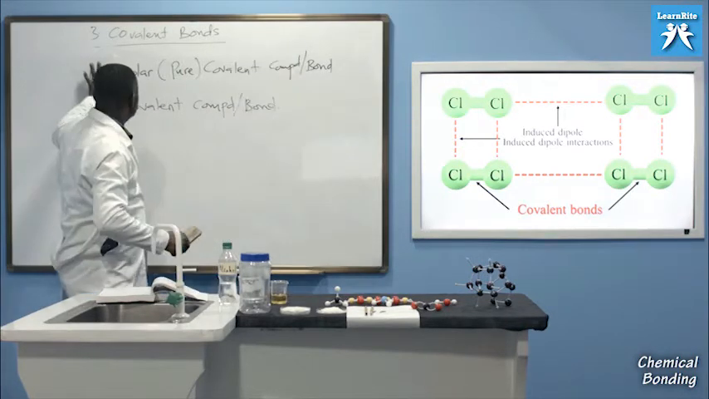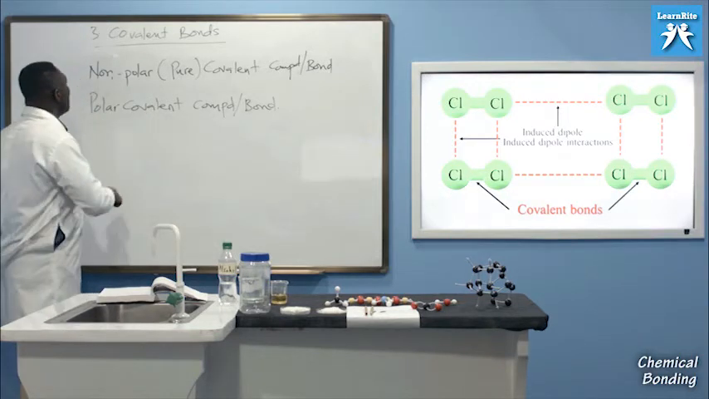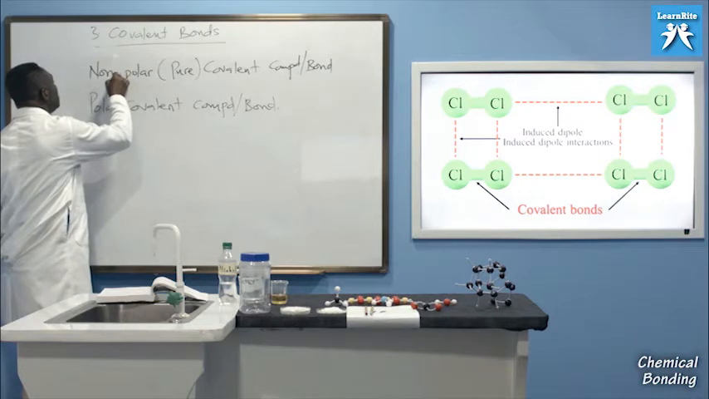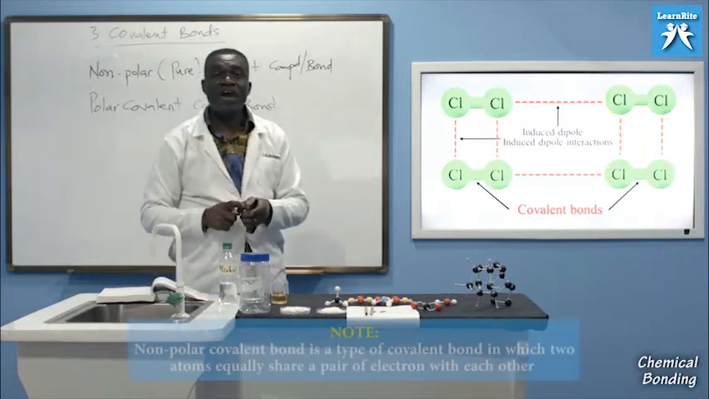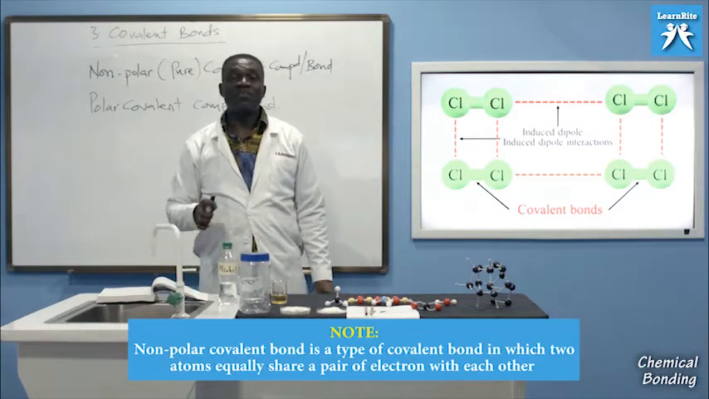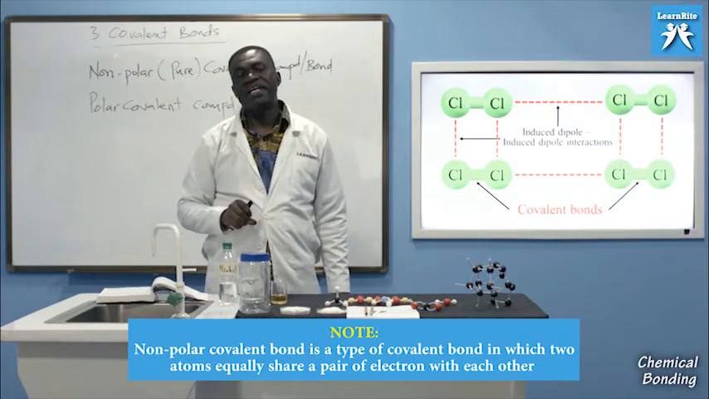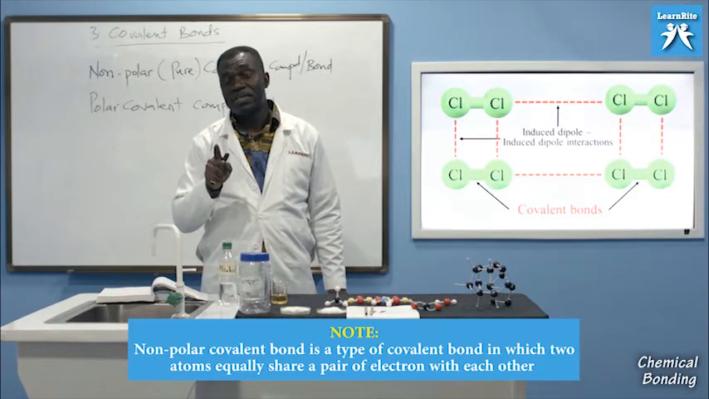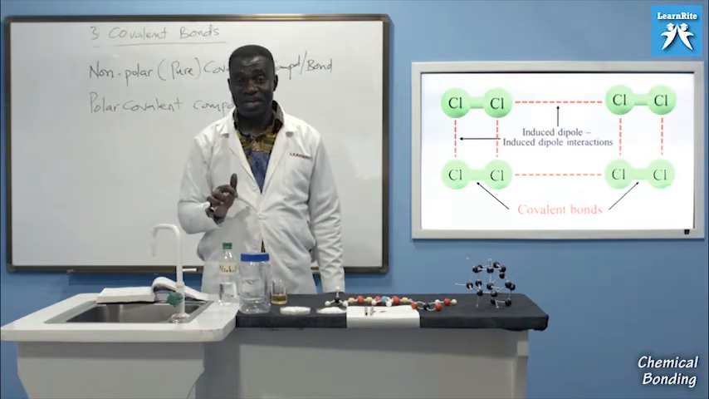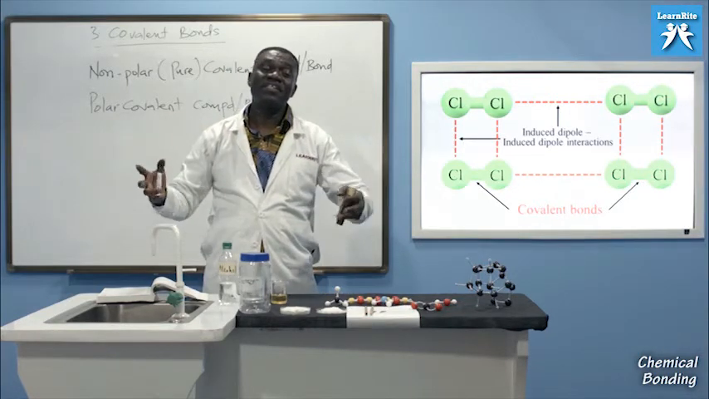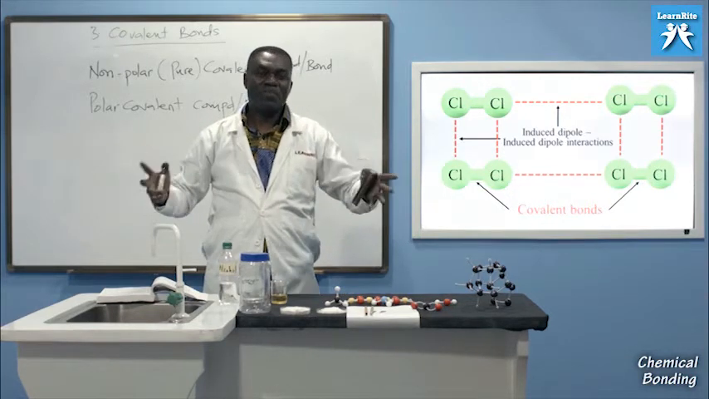So that's the difference between nonpolar and polar. Nonpolar simply means that there is equality in the sharing. Polar means that there's inequality in the sharing. So we define a nonpolar covalent bond as a type of covalent bond where two atoms equally share a pair of electrons with each other. Be careful, students make mistakes on this. The nonpolar is equality. Okay? Nonpolar means that they are sharing it equally. So the two electrons are equally shared, one here, one there. And so there is no separation of charges.